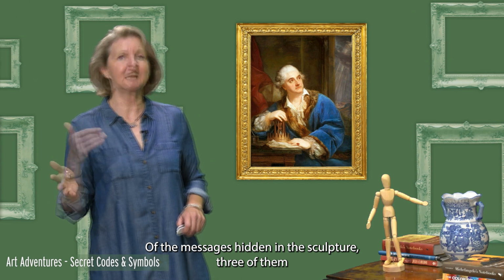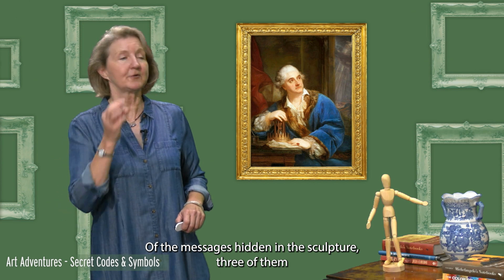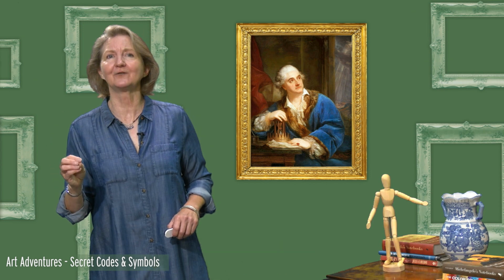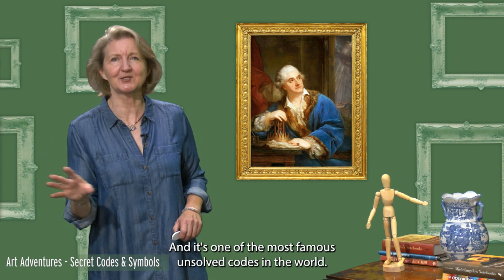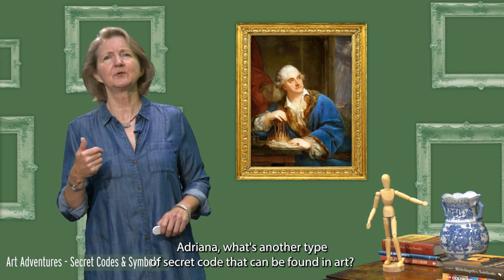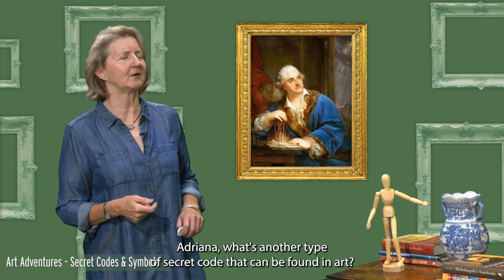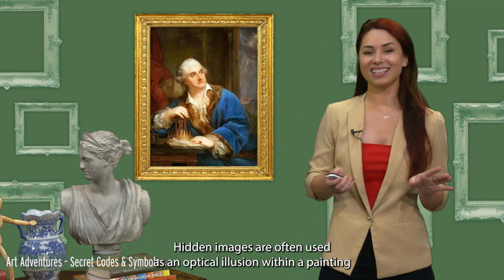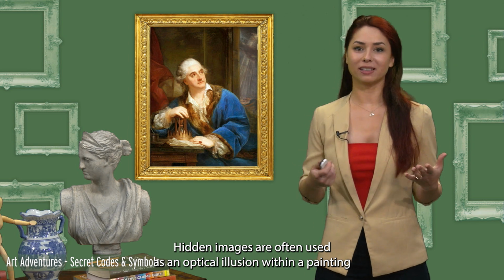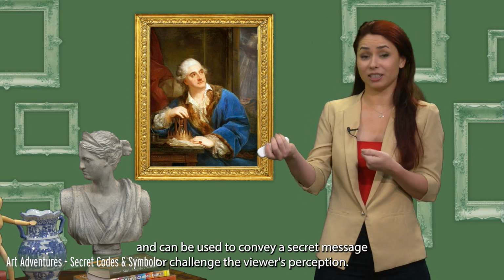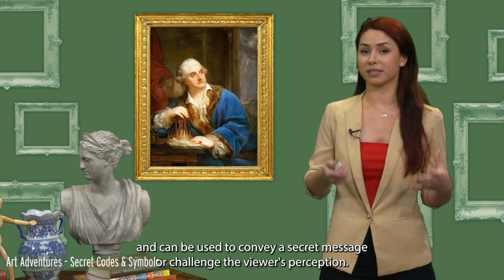Of the messages hidden in the sculpture, 3 of them have been deciphered, but the 4th remains unsolved, and it's one of the most famous unsolved codes in the world. Wow. Adriana, what's another type of secret code that can be found in art? Well, we have hidden images. Oh, yeah, exactly. Hidden images are often used as an optical illusion within a painting and can be used to convey a secret message or challenge the viewer's perception.